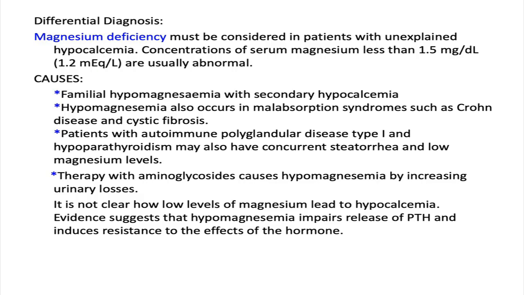Therapy with aminoglycosides may cause hypomagnesemia by increasing urinary loss. It is not clear how low levels of magnesium lead to hypocalcemia. Evidence suggests that hypomagnesemia impairs the release of parathyroid hormone and induces resistance to the effect of the hormone.